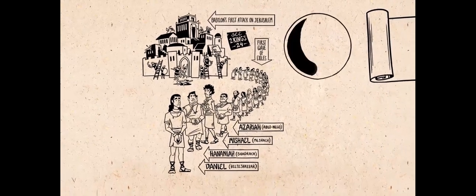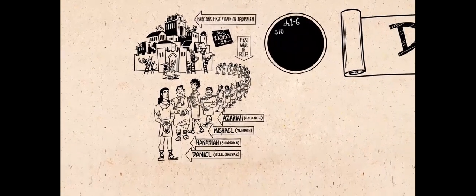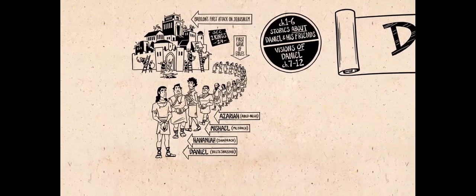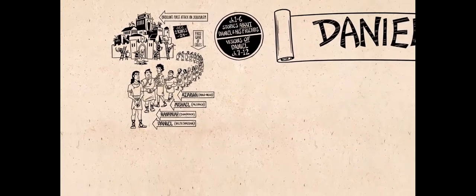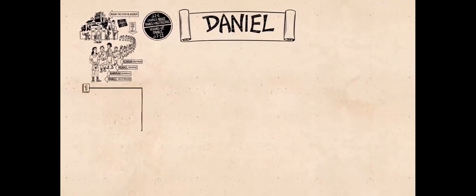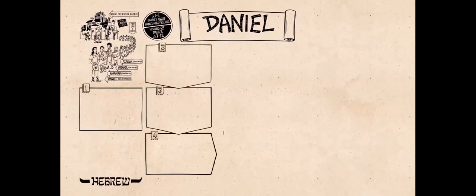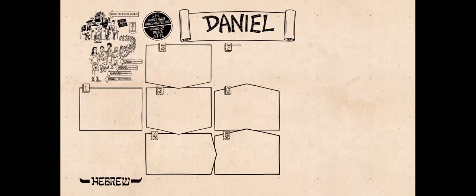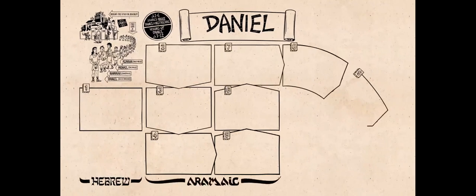The book's design seems pretty simple at first. Chapters 1 through 6 contain stories about Daniel and his friends in Babylon, while chapters 7 through 12 contain the visions of Daniel about the future. But this 2-part shape is made even more interesting by another design feature, and that's the book's language. It begins in Hebrew, the language of the Israelites, but chapters 2 through 7 are written in Aramaic, a cousin language to Hebrew spoken widely among the ancient empires. But then in chapters 8 through 12, it goes back to Hebrew.